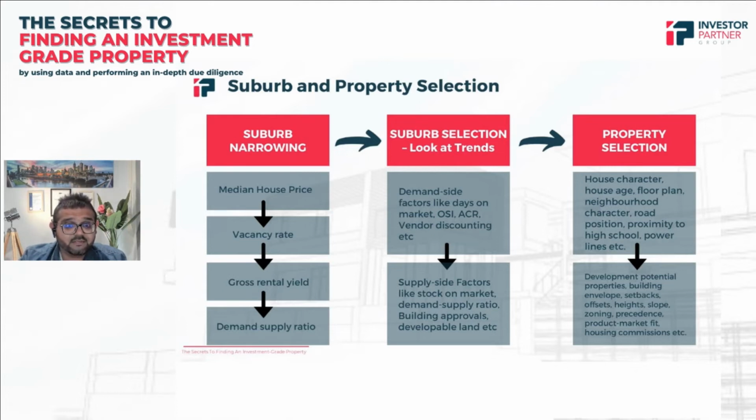The rental yield that you are aiming to achieve based on your strategy, and also understanding what the demand to supply ratio is. So how big is the demand? How small is the supply? And what supply demand ratio are you trying to achieve? Okay. Now, narrowing these indicators down, you would get a list of probably about 10 to 15 suburbs, sometimes even 5 suburbs, based on how strict you are in your suburb narrowing.